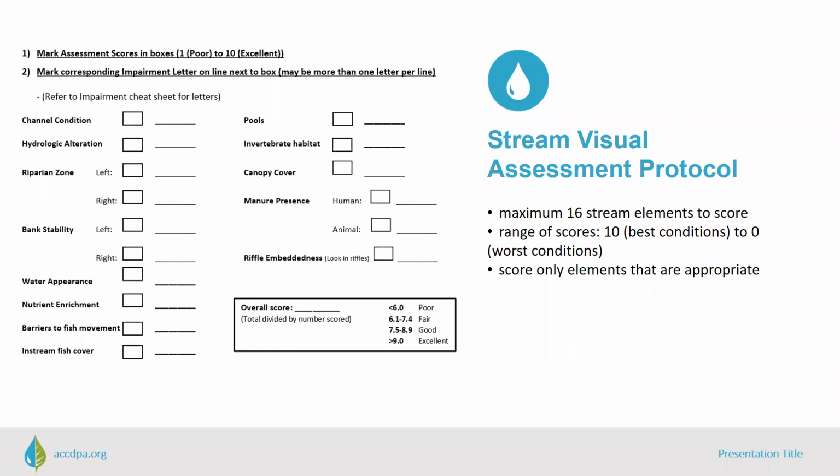Each element is ranked on a scale of 1 to 10, or 0 to 10, with 10 being the best score and 0 being the worst. So we'll talk about some common ones that can be applied to your stream. And as part of the follow-up to this webinar, I'll provide some additional resources to further explain the protocol and go over each of the elements individually.